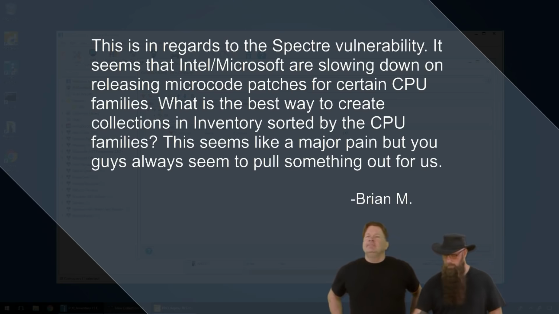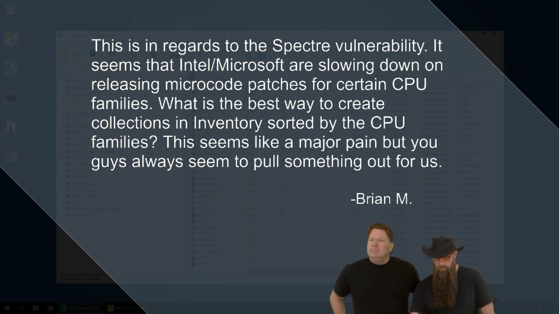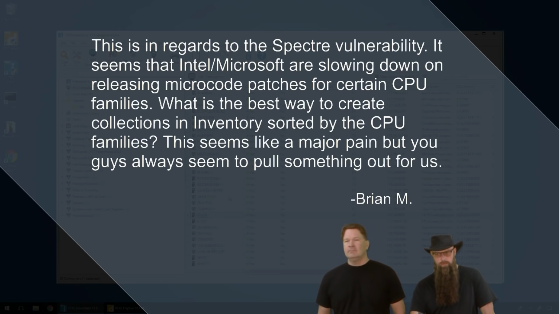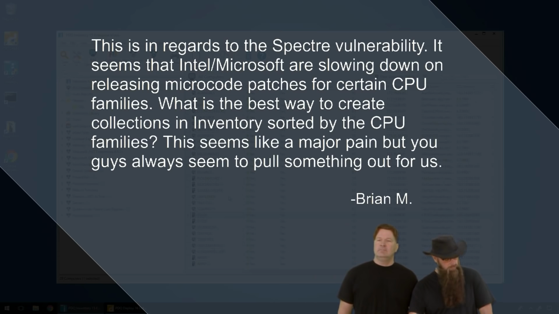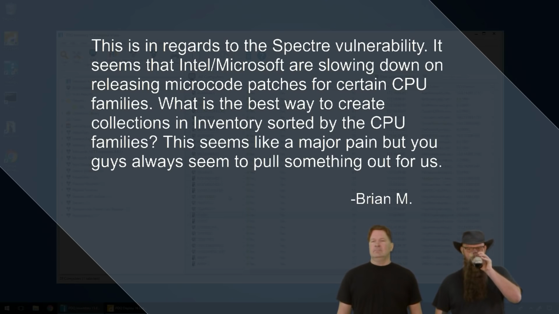Dear Shane and Lex, this is in regards to the Spectre vulnerability. It seems that Intel and Microsoft are slowing down on releasing microcode patches for certain CPU families. What is the best way to create collections in inventory sorted by the CPU families? This seems like a major pain, but you guys always seem to pull something out for us. Sincerely, Brian.